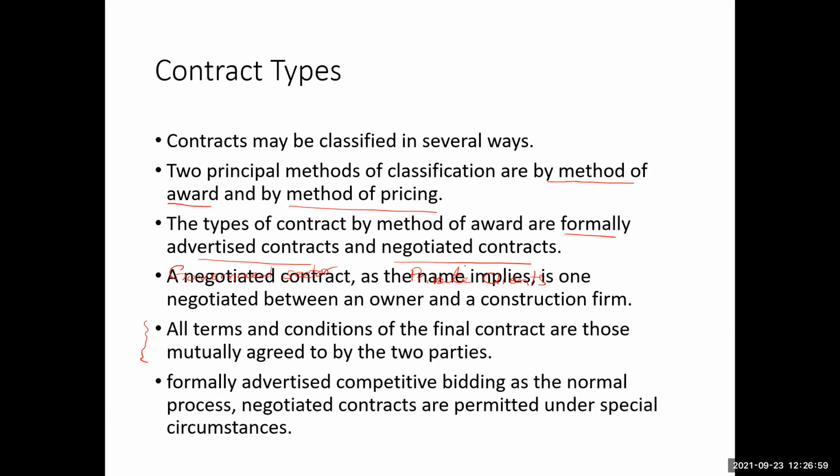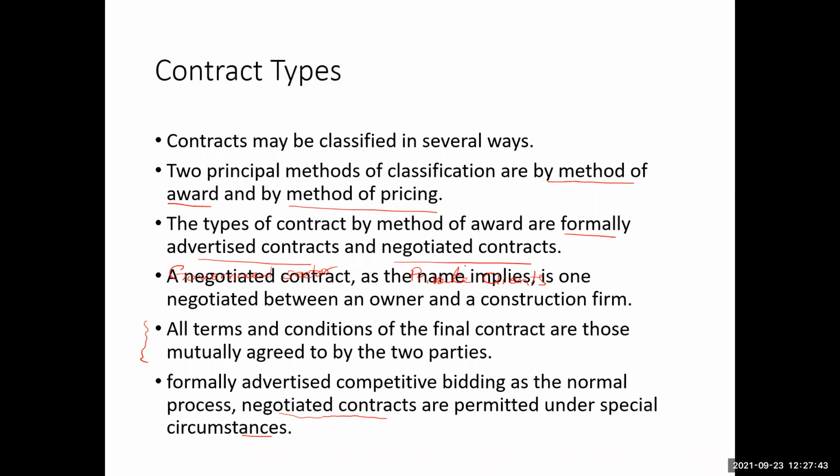Formally advertised competitive bidding is the normal process. Negotiated contracts are permitted under special circumstances. So in most cases, the contracts are formally advertised competitive bidding contracts. But negotiated contracts are also quite common, and they are permitted under these special circumstances as well, and especially, as we have said, with private clients.